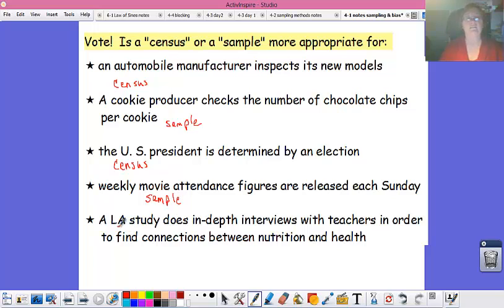The last one, I think there's a little argument on both sides of this. In Los Angeles, which is a huge city, if they want to do in-depth interviews with teachers, then that means they're going to be talking to a whole lot of people. Okay, I can see where a census could be done because it is possible to talk to each teacher. However, I think a sampling would probably be a better choice here, especially since they're saying in-depth, because that implies a lot of time. And spending a lot of time with a lot of teachers may be hard to do.